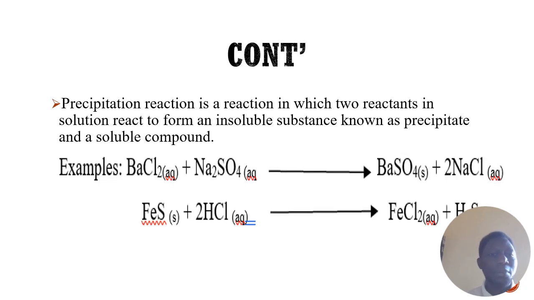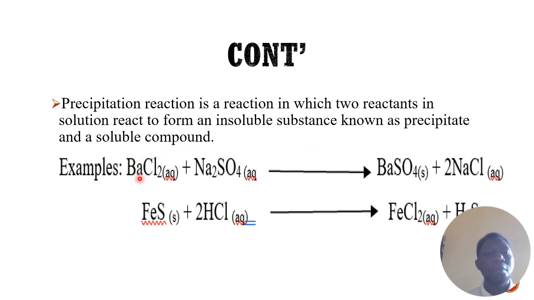Let's start by precipitation reaction. Precipitation reaction is a reaction in which two reactants in a solution react to form an insoluble substance known as precipitate and a soluble compound. To mean, two soluble substances can combine and then form one precipitate, one insoluble compound.